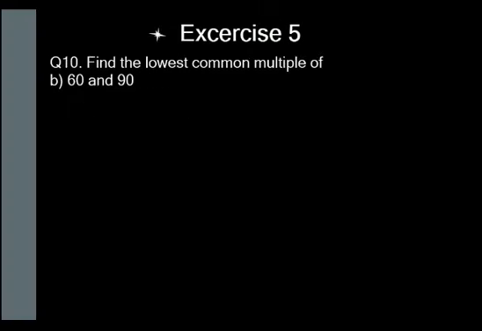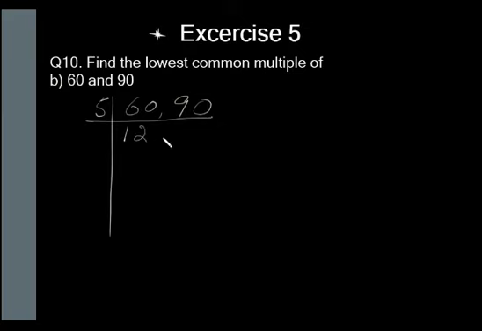In question number 10 it says find the lowest common multiple of, we're just going to solve that B part, 60 and 90. So we will use the same technique, 60 and 90. Preferably we'll use the prime factors, so we can clearly see 5 is a prime number and 60 and 90 can be divided by number 5. So 5 1s are 5, 5 2s are 10, 5 ones are 5, 5 8s are 40, 4 carry makes 18.